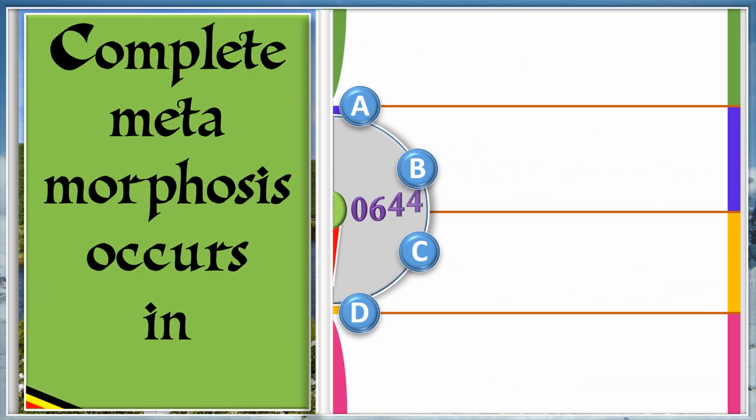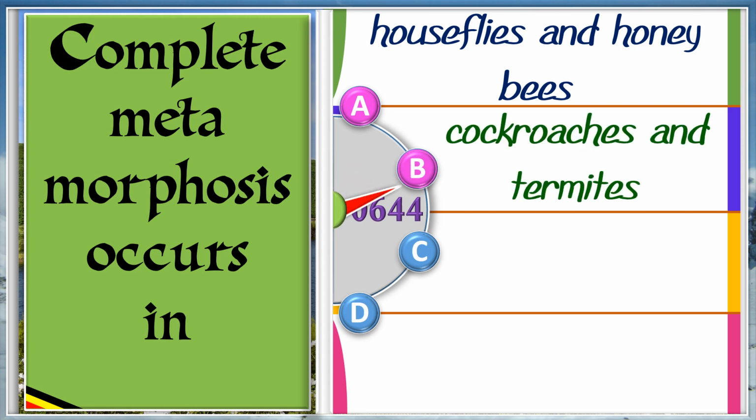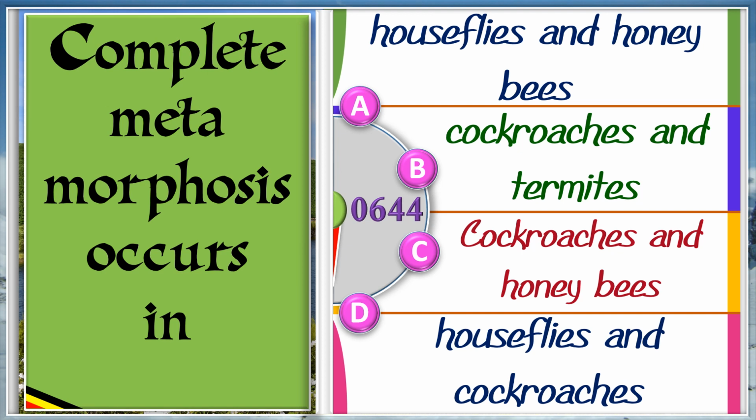Complete metamorphosis occurs in A. Housefly and honeybees. B. Cockroaches and termites. C. Cockroaches and honeybees. D. Houseflies and cockroaches. And the answer is A. Housefly and the honeybees.